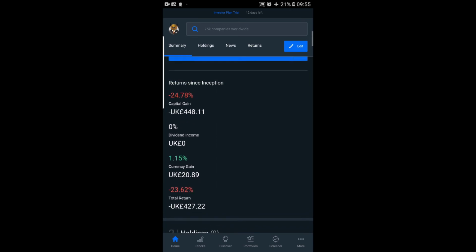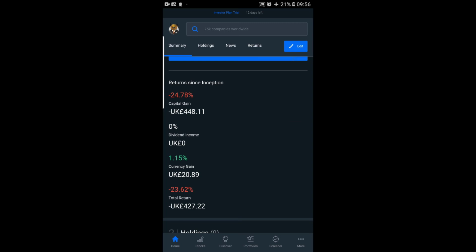Obviously, look at that. That proves that I've had no dividend income so far. I've only been doing this a couple of months, and I haven't had one dividend payment. So I'm hoping that will come through soon. But obviously, because of the virus going around at the moment, I'm not sure what's going to happen.